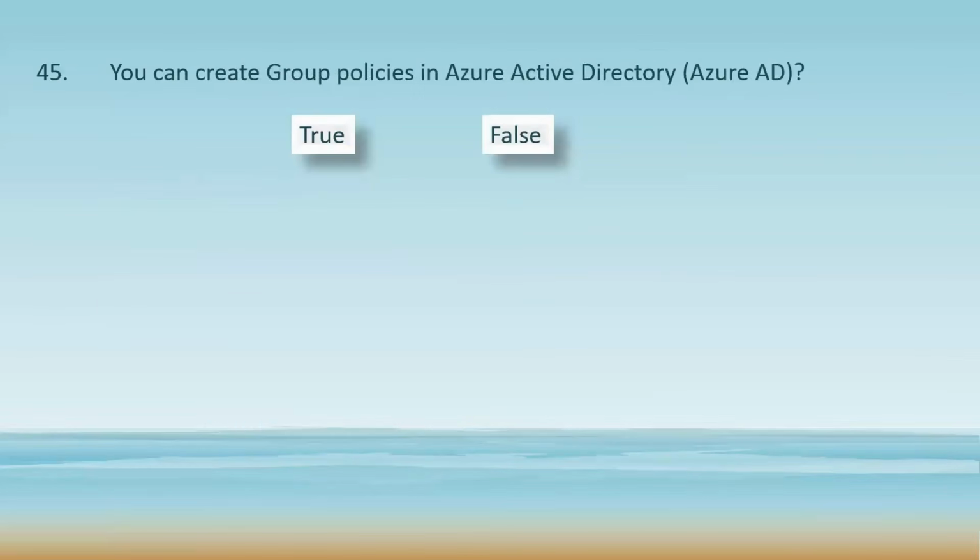Question number 45. Now let's have a look at some true and false questions. You can create group policies in Azure Active Directory. You need to select whether this statement is true or false. So this statement is false. Azure Active Directory doesn't support GPOs. If you are after GPOs, then you need to look into Azure Active Directory Domain Services, which is AADDS, which can be used to manage GPOs.